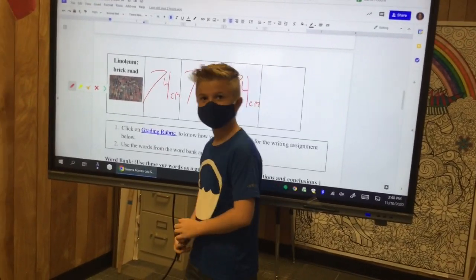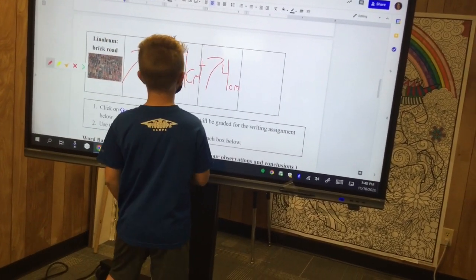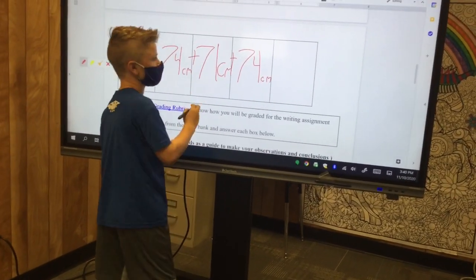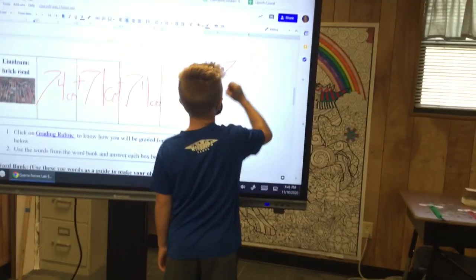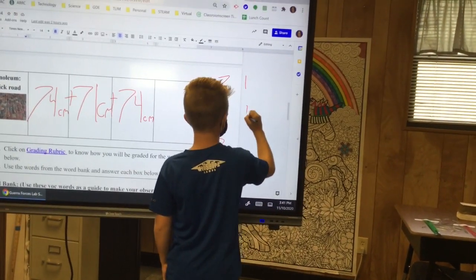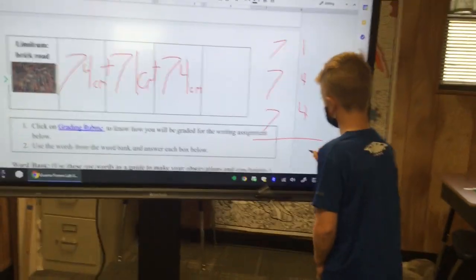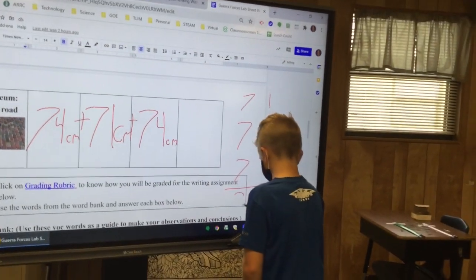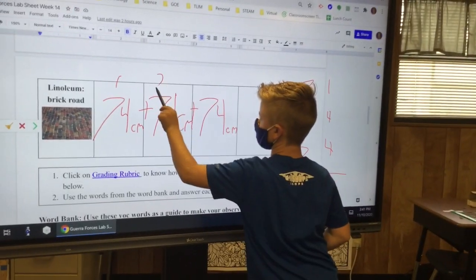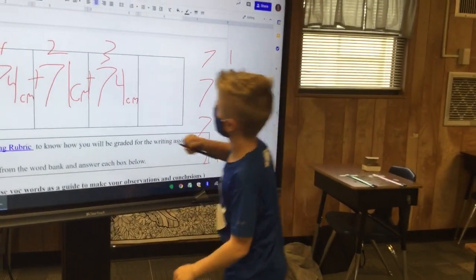The way you get the average is you would add however many trials. So you're going to add 74 plus 71 plus 74. You want to do it up and down right over here on the side, AJ? So you want to add them all up. Okay, then you divide by how many there are. And there's 1, 2, 3. So we're going to divide 219 by 3.